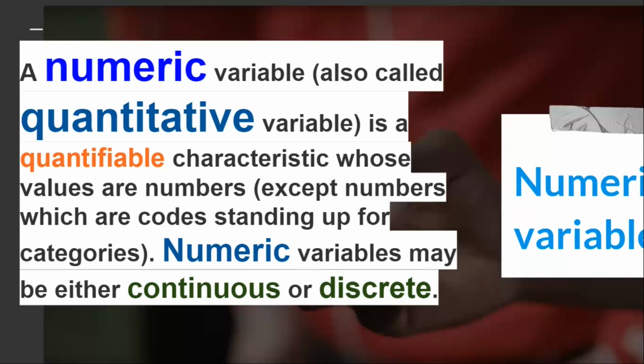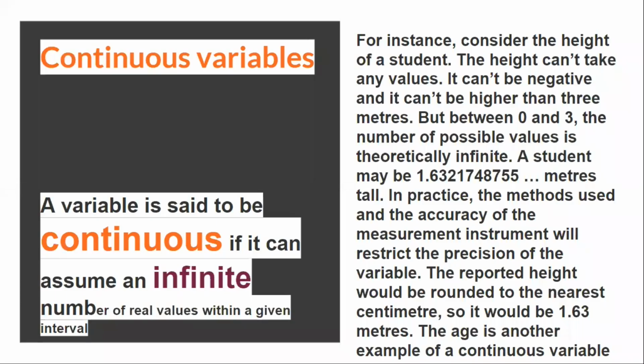So a numeric variable may be either continuous or discrete. We have two main subcategories for a numeric variable that are continuous or discrete. A variable is said to be continuous if it can assume an infinite number of real values within a given interval. For instance, we can consider the height of a student.